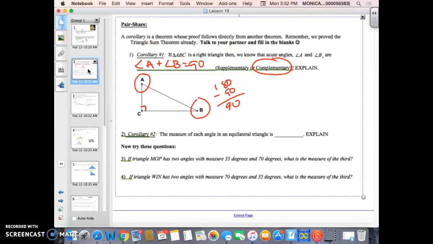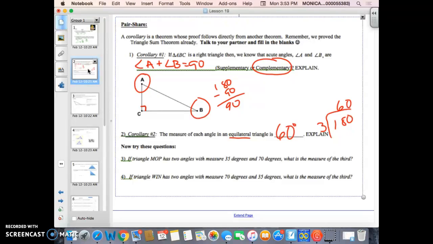A second corollary is that now we can prove that if you have an equilateral triangle, all the angles are going to be 60 degrees. And the reason for this, again, is if you have 180 degrees in a triangle, and there are 3 angles, and each of them are equal, 180 divided by 3 is 60. Therefore, that's why equilateral triangles have 60-degree angles.